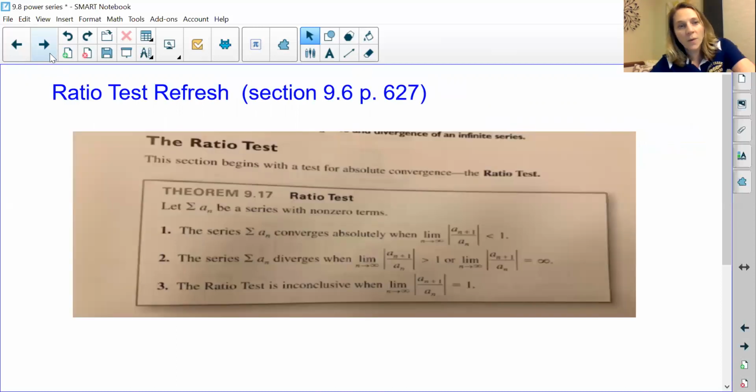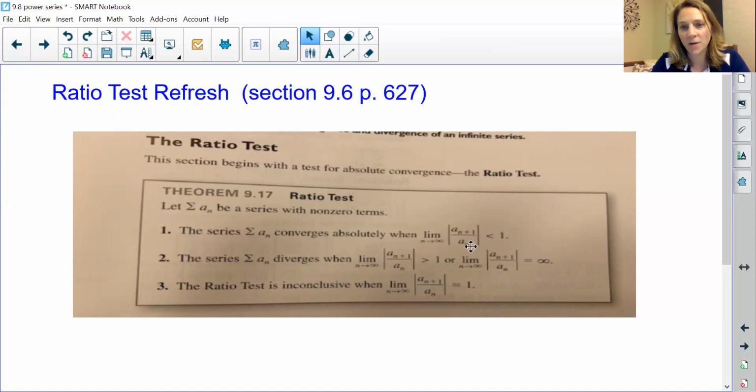All right, so just a quick ratio test refresh. This is from 9-6 on page 627 for those of you who have your book. You can review that. If you don't have your book, well, here is a screenshot of that. And the part that we're focused on is this ratio test where it says the series converges absolutely when the limit as n approaches infinity.